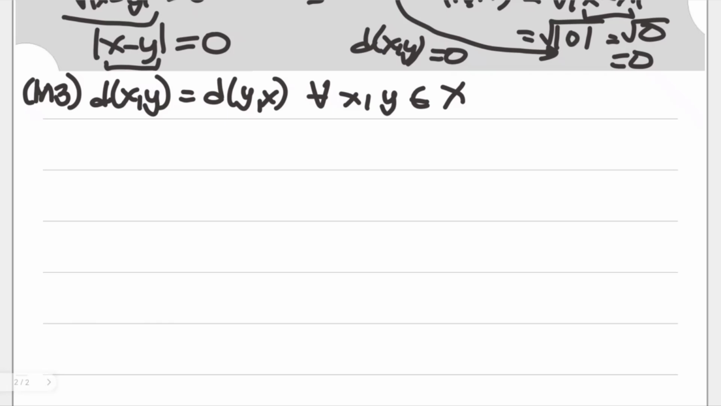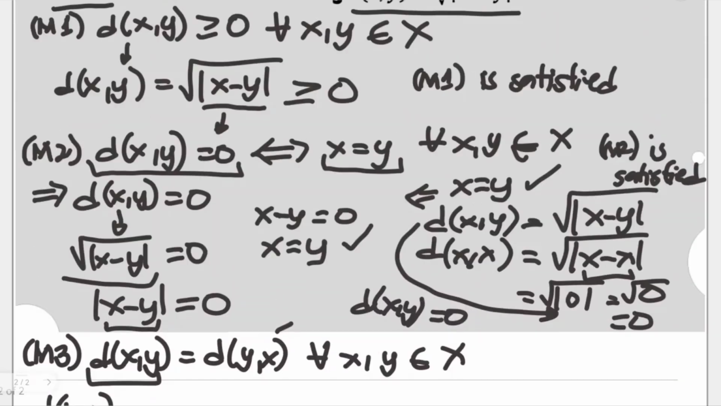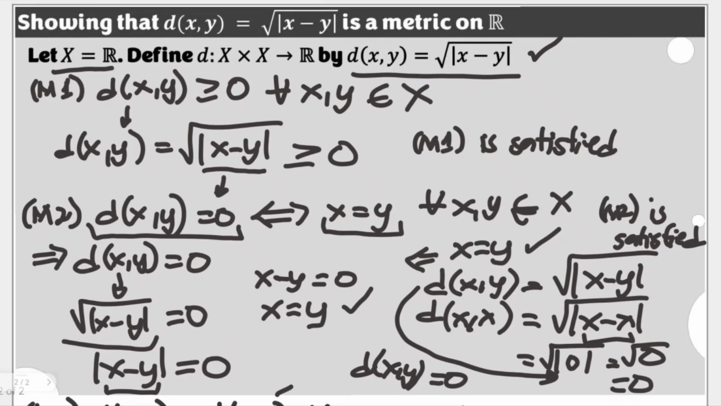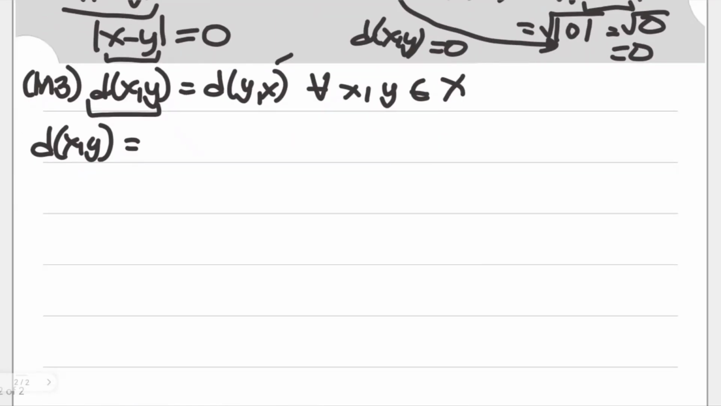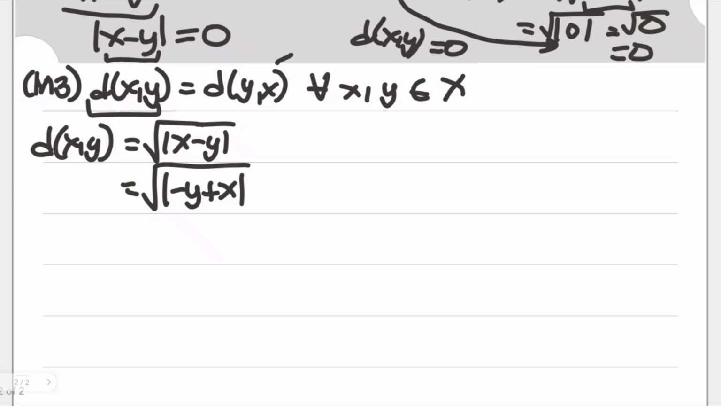So we need to assume this and show that it will reach here. Take note that this is our definition. This is just equal to the square root of the absolute value of x minus y. Now, looking into the radicand itself, we can always rearrange the entries of the absolute value notation just like this: minus y and plus x. We did not change the value, we simply rearranged them.